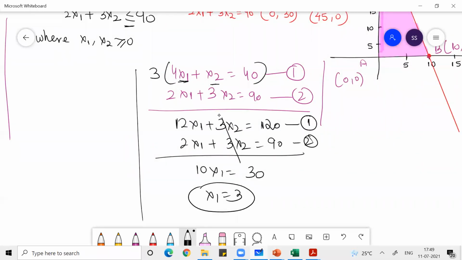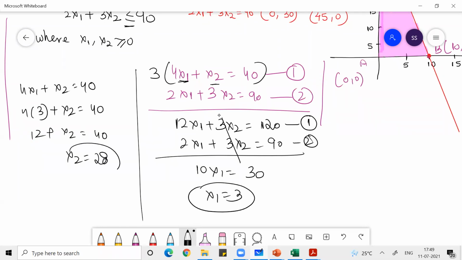You get x1 equal to 3. Put that value in any equation, 4x1 plus x2 is equal to 40, and find the value of x2. So 12 plus x2 is equal to 40. So x2 is equal to 28.